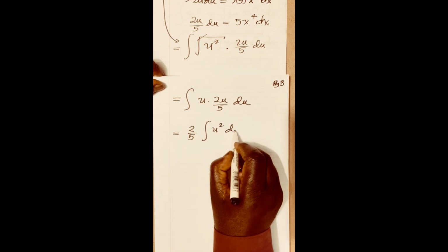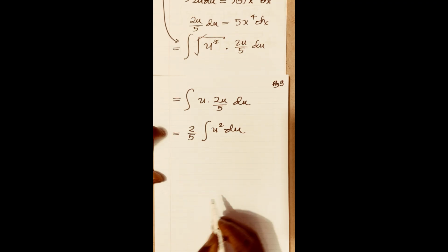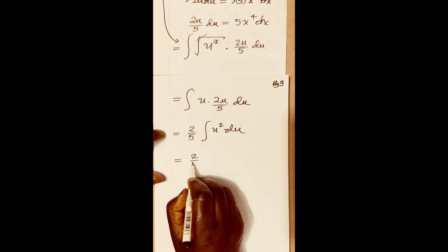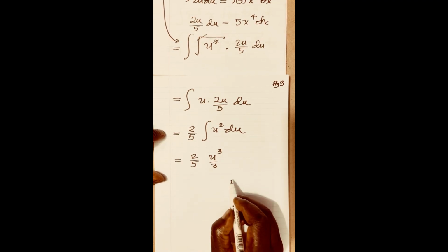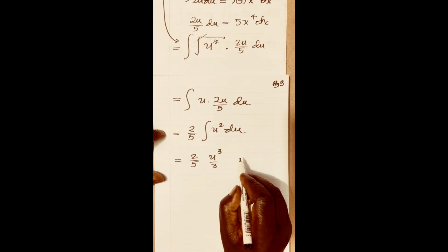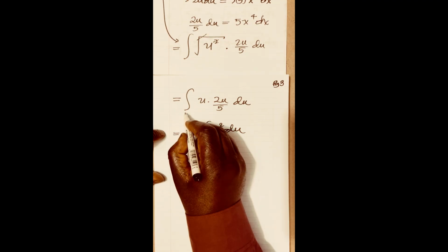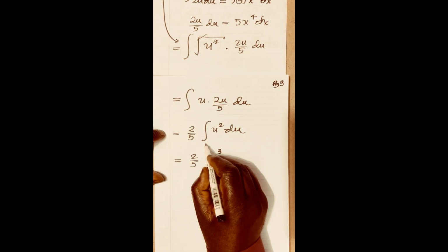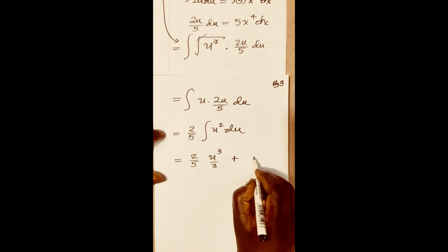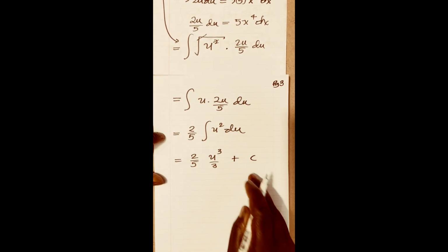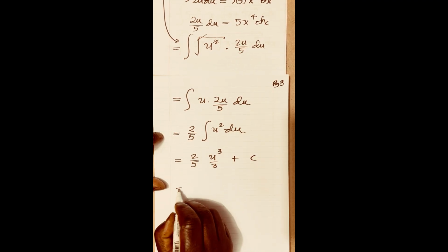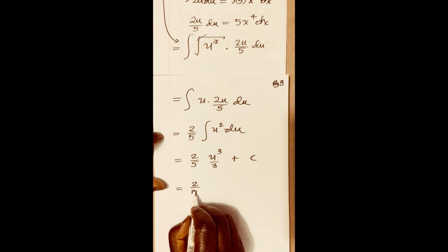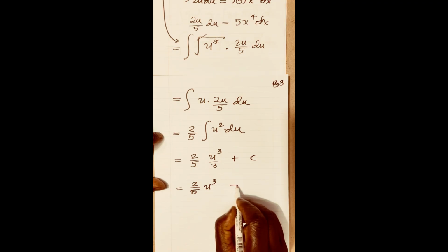Using power rule, you'll agree with me that this is just 2 over 5 u power 3 over 3. Remember, we add 1 and we divide the result. This being an indefinite integral, there are no limits of integration. As you can see, no limits of integration. We have to say plus c, a constant of integration, and c is a real number. Now simplifying here, we have 2 over 15. Remember, 5 times 3 is 15. U to the power 3 plus c.